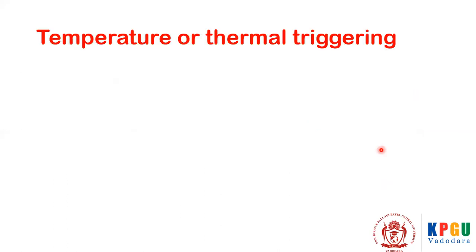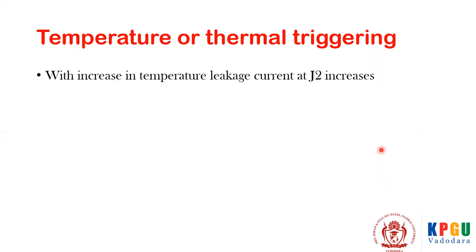Now, the last method is called temperature or thermal triggering. So what do we know? When a junction J2 is reverse bias, a small leakage current is flowing, right? That we already know is there in the case of a diode also when it is reverse bias. Now this leakage current is a function of temperature. So if we increase the temperature, the leakage current increases.